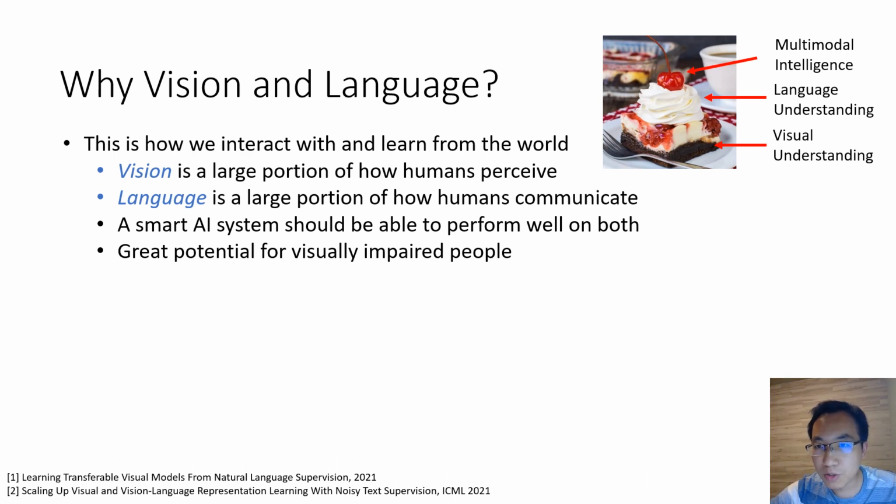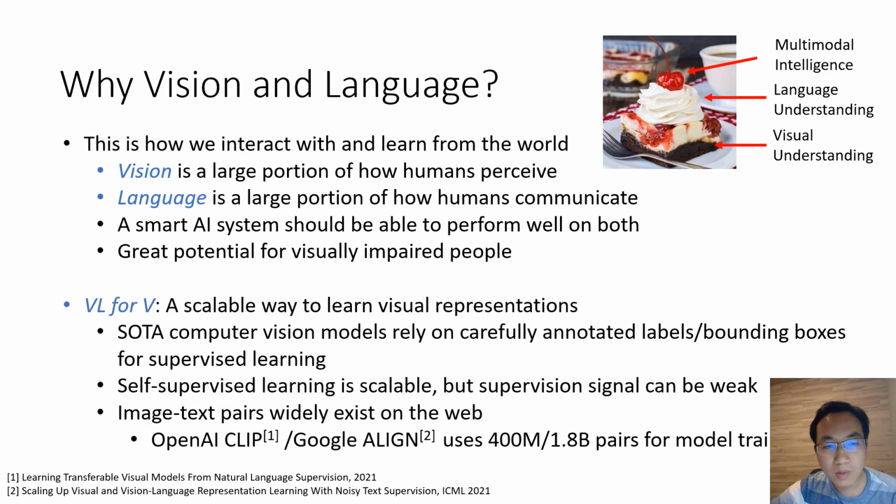If you see this picture on the bottom, we require the AI system to have good visual understanding, and then based on this capability, our AI system should also have good language understanding capability. So on the top, we can achieve multimodal intelligence. Application-wise, vision and language research also has great potential for visually impaired people. The second reason is vision and language is also a scalable way to learn visual representations.